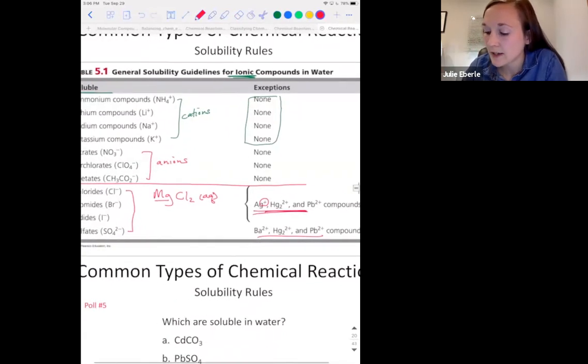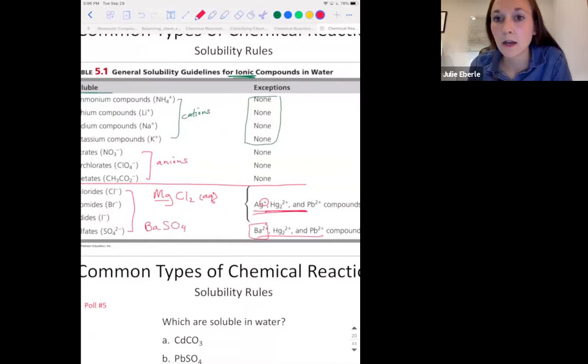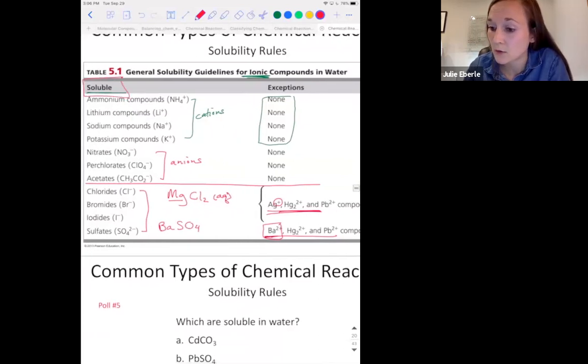If we're looking at sulfate, same idea. If barium is our cation, BaSO4, you have a +2 cation and -2 anion, so you only need 1 each. Because barium is an exception here, usually sulfate means the compound is soluble, right? Because it's under the soluble column. But because barium is your cation, now it's insoluble. It's going to form a precipitate. So that's how you read this.